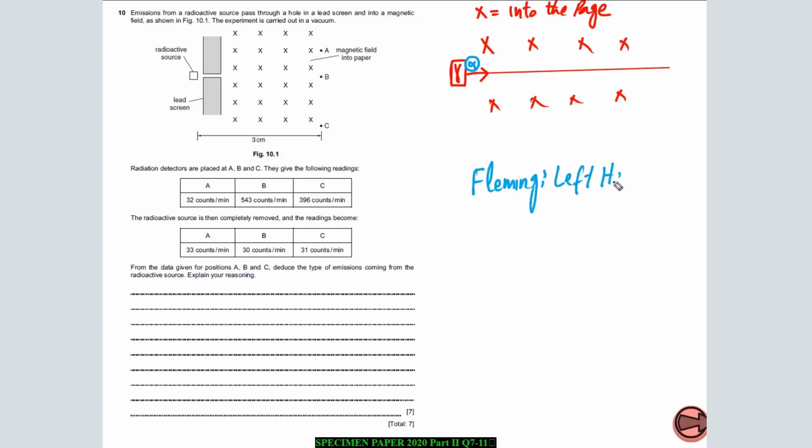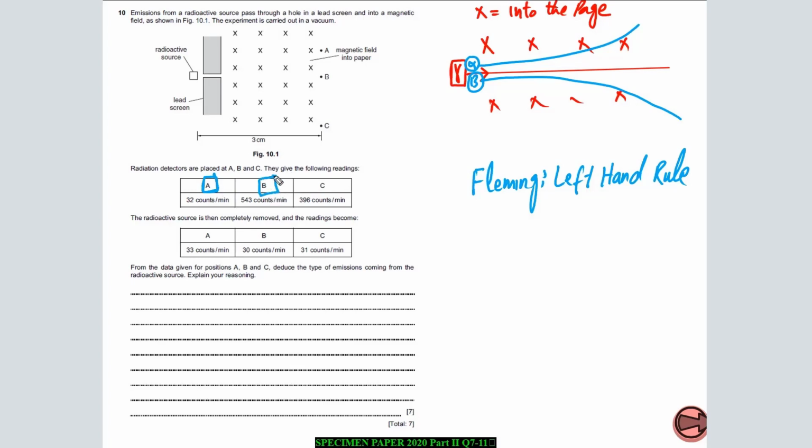Fleming's left-hand rule. If we use Fleming's left-hand rule, the magnetic force on the alpha particle will be upwards like this. And the beta particle has the opposite charge, so the force on it will be in the opposite direction, somewhat like this. So we can see at A the number of counts is only 32 counts per minute, and at B the number of counts is a lot.